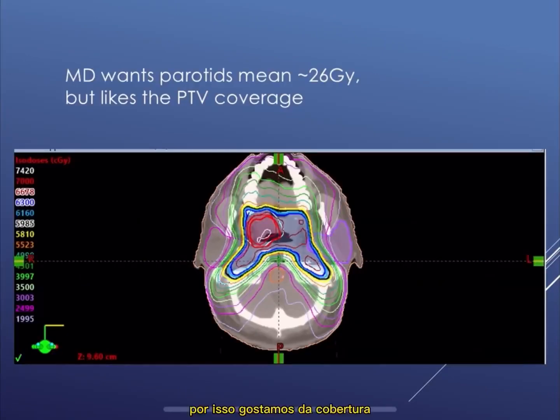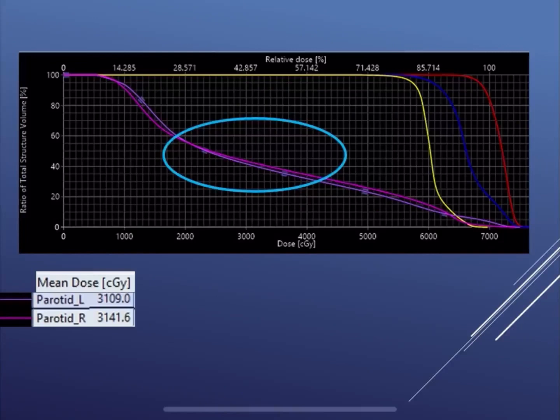So we like the coverage, but the MD, as they're evaluating, still wanted to make the mean dose 26, even though we saw that you had 20 gray squeezing pretty tight around these parotids. So where in the graph can I squeeze this? Because it looked pretty tight to me. And the mean dose was roughly 31 gray on both parotids.